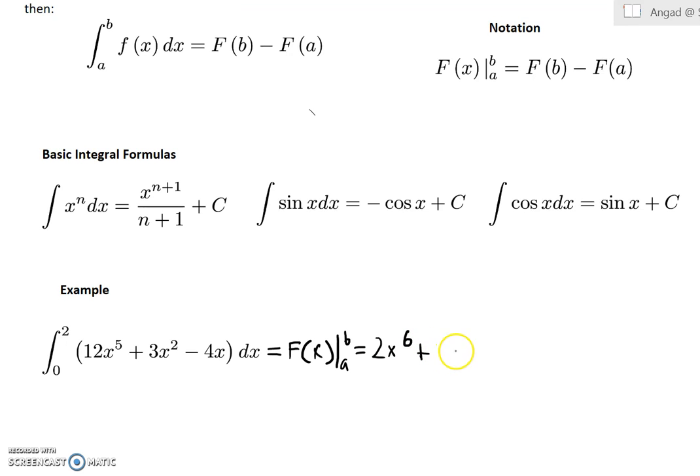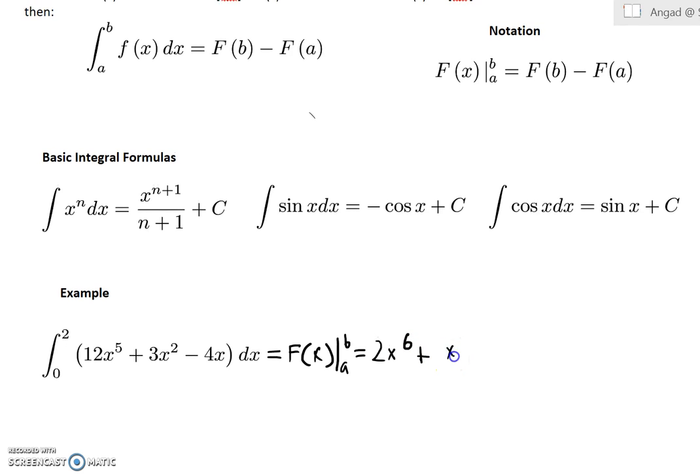Then we do the same thing to 3x squared. We end up with x cubed, and then divided by 3, but 3 divided by 3 is 1. So that's all there. And then the 4x, the x becomes x squared, and then 4 divided by our n plus 1, which is 2, is going to be 2. And we have to draw the line again. And in this case, our a and b values are 0 and 2. So you write those in their respective spots.